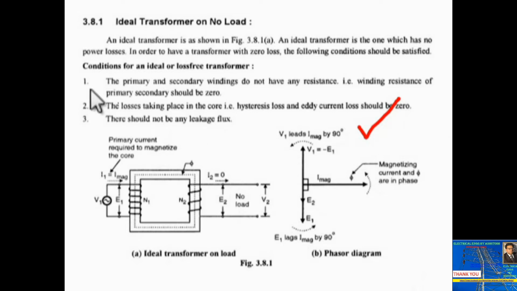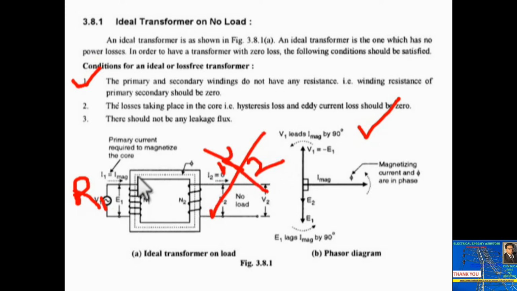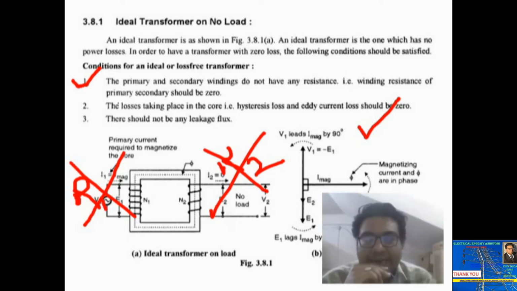So first of all, see this, the condition of an ideal or loss free or lossless transformer. So primary and secondary windings do not have any resistance. So guys, here there is a resistance, that is called R1, and here in this winding there will be a resistance R2. So both are neglected. See, in the ideal transformer, both resistances at primary side as well as secondary side will be neglected. So this is important. So these are winding resistances. Okay, winding resistance of primary and secondary side should be equal to 0.